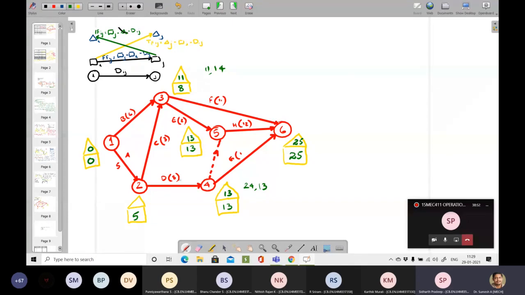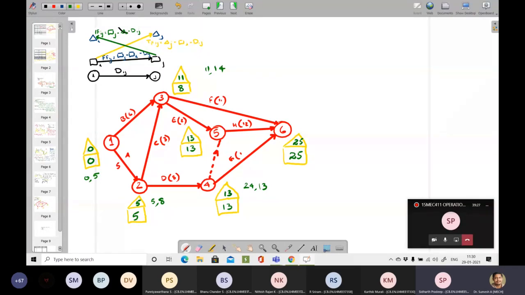Node number 2, I will have 13 minus 8, how much? 5. And I had 11 minus 3, or 8. 5 or 8, which is minimum? 5. So I have written 5 over there. Now here, 5 minus 5, 0, or 11 minus 6, how much? 5. Which is minimum? 0. So 0 written there. Now what is the critical path?